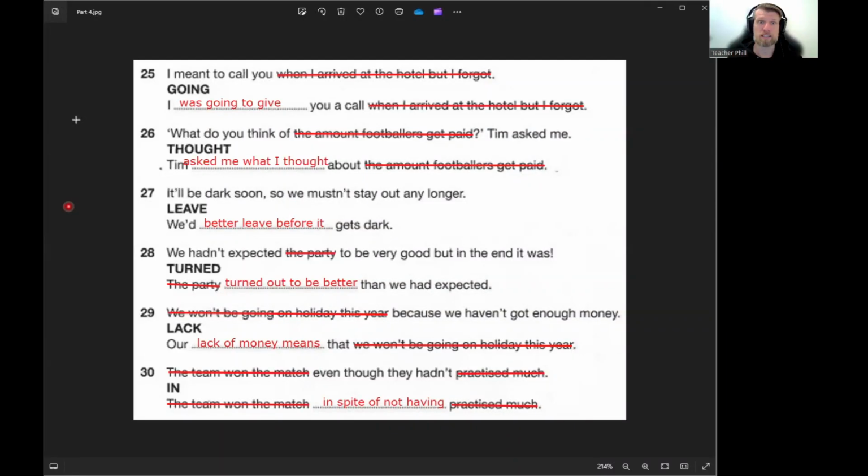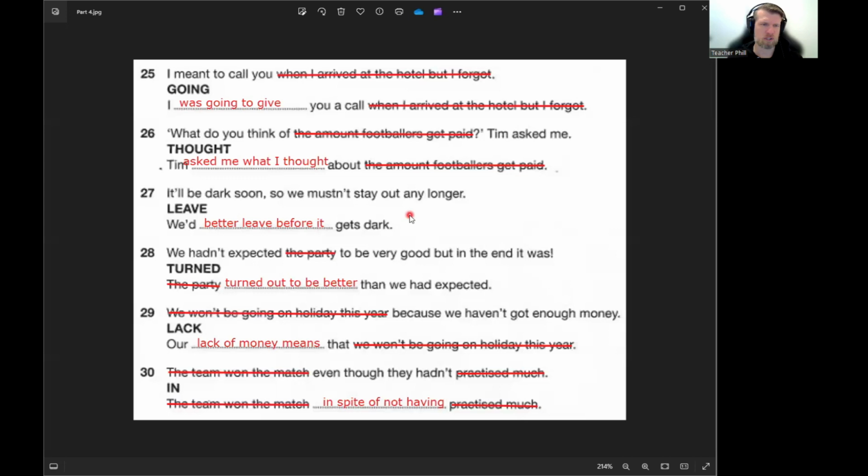All right, so welcome back. And here you can see my ideas for the different gaps. And let's go through them one by one. So in 27, you can see I didn't cross out anything, yeah, because the 2 sentences are very different in their structure. So the only word we could possibly cross out is dark, but that wouldn't help us all that much.